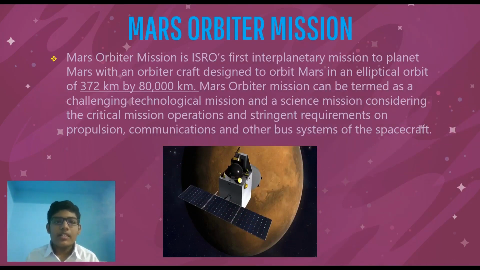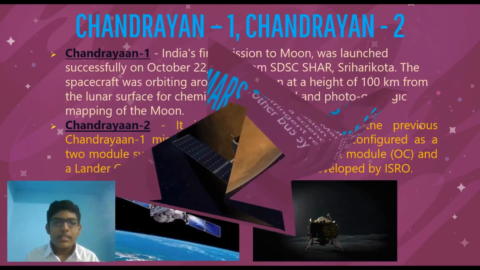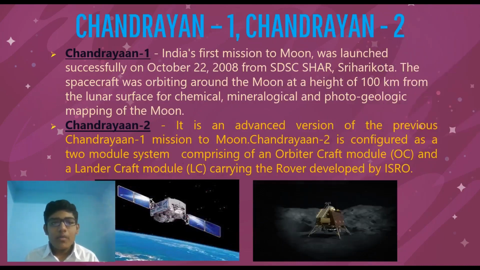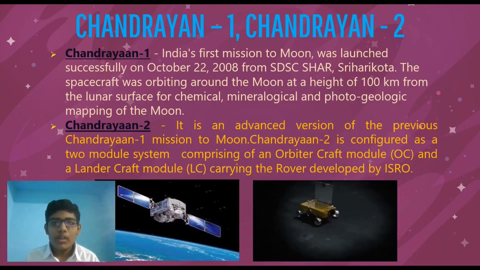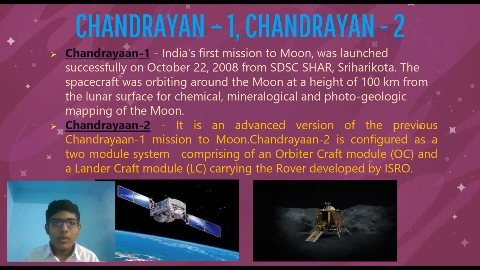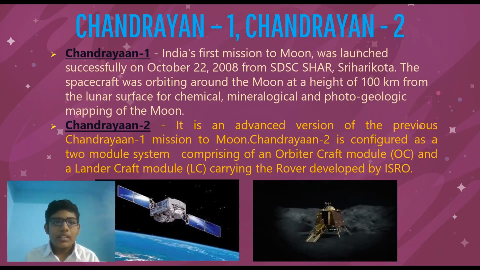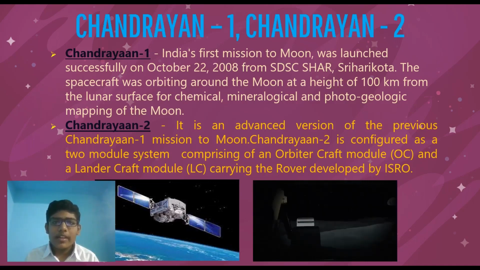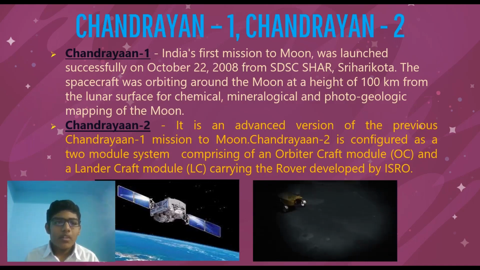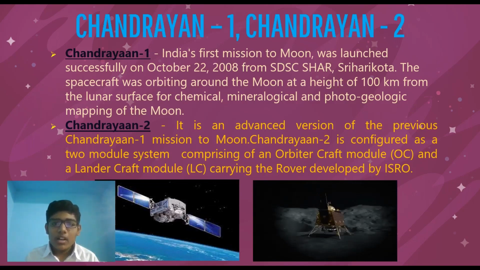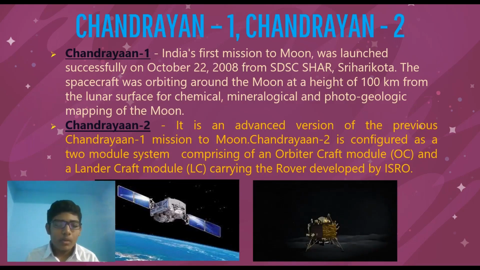Mars Orbiter Mission. The Mars Orbiter Mission is ISRO's first interplanetary mission to planet Mars with an orbiter craft designed to orbit Mars in an elliptical orbit of 372 km by 80,000 km. Chandrayaan-1 and Chandrayaan-2. Chandrayaan-1, India's first mission to the moon, was launched successfully on October 22, 2008 from SDSC SHAR, Sriharikota. The spacecraft was orbiting around the moon at a height of 100 km from the lunar surface for chemical, mineralogical and photogeologic mapping of the moon.